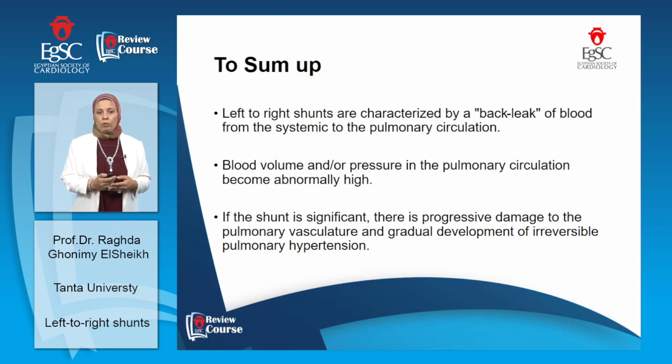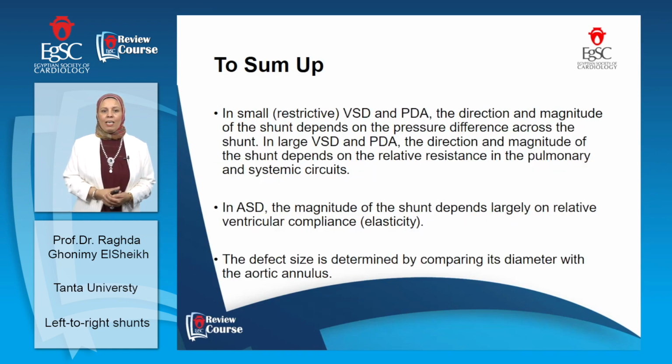To sum up, left to right shunt is characterized by back leak of blood from the systemic to the pulmonary circulation. Blood volume and pressure in the pulmonary circulation become abnormally high because of this shunt. If the shunt is significant, there is progressive damage in the pulmonary vasculature and gradual development of irreversible pulmonary hypertension. To sum up this literature about left to right shunt, in small VSDs and PDAs, the direction and amplitude of shunt depend on the pressure difference across the shunt. In larger VSDs and PDAs, the shunt direction and magnitude depend on the vascular resistance.